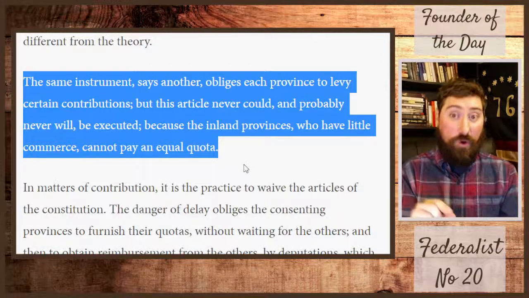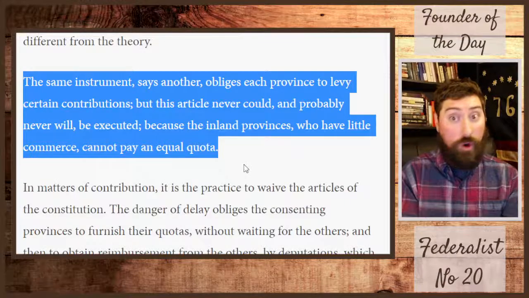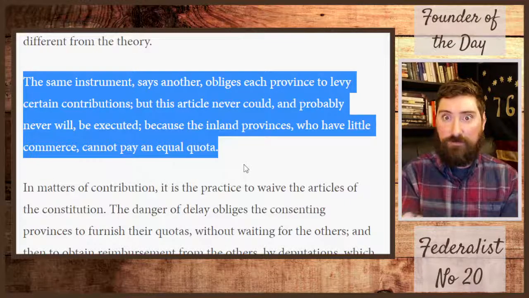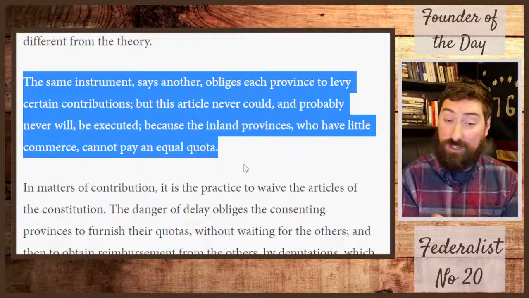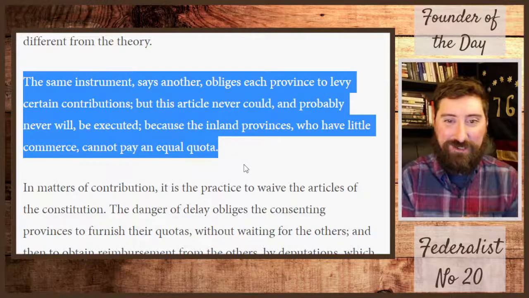This is kind of a small reference to some inland states that don't even exist yet at this point, although Kentucky already was applying for statehood, and Vermont already was applying for statehood, and they have no access to the oceans. Kentucky has the Mississippi. Let's not get too sidetracked.